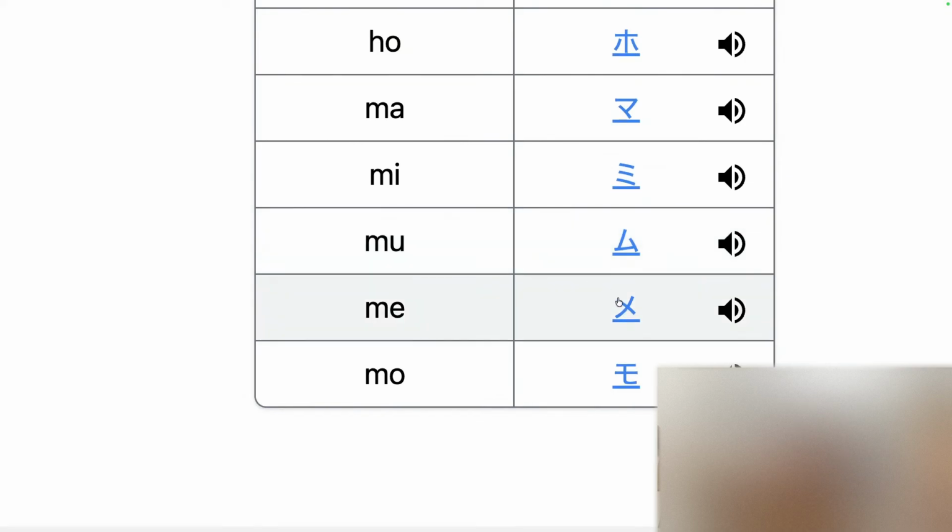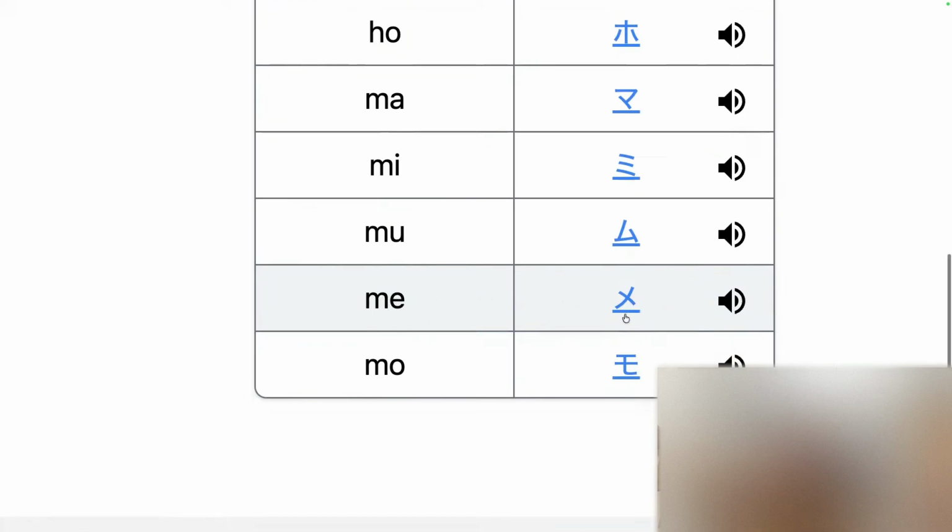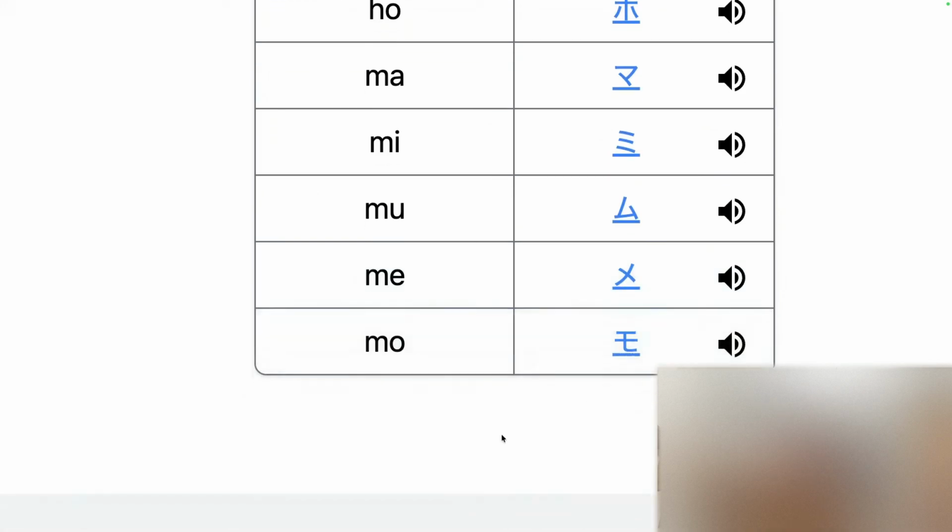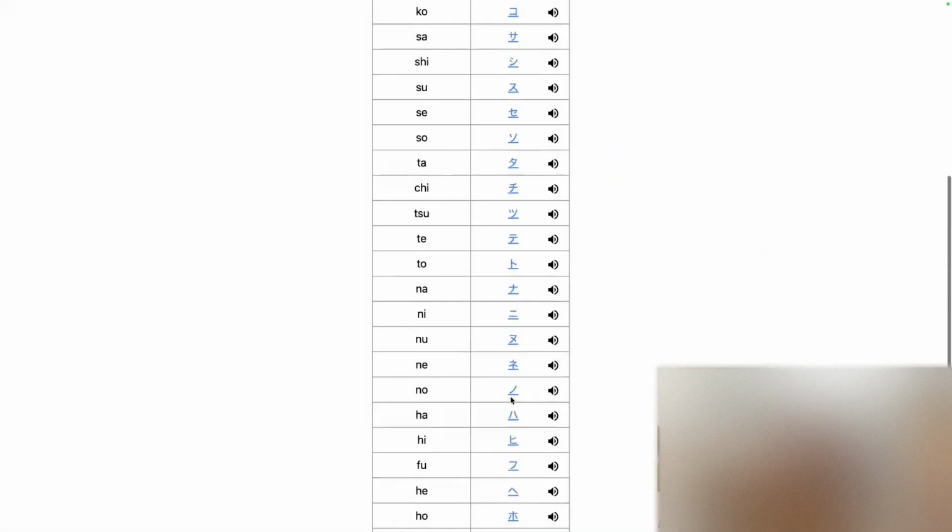This almost looks like 2 lines crossing. A meeting of 2 lines. M-E, meeting of 2 lines. And this one, I just feel like I can remember that one.